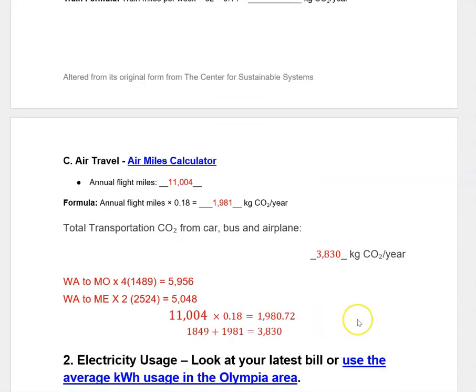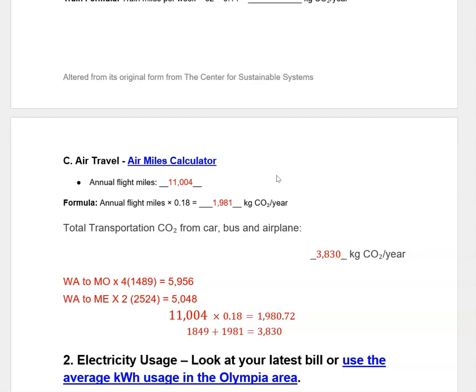The other thing about traveling is airplane miles. I live in Washington. I travel to Missouri. I travel to Maine. And so I went into this air miles calculator. You can put in the city that you're starting in and the city that you're ending. It's a little different than if you're going on ground, so you want to use that. And then how many times you do that a year.